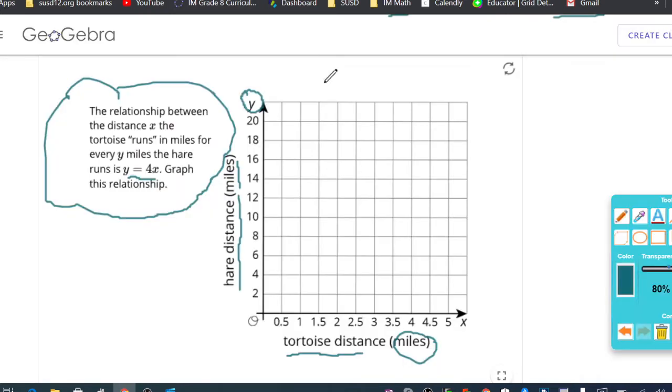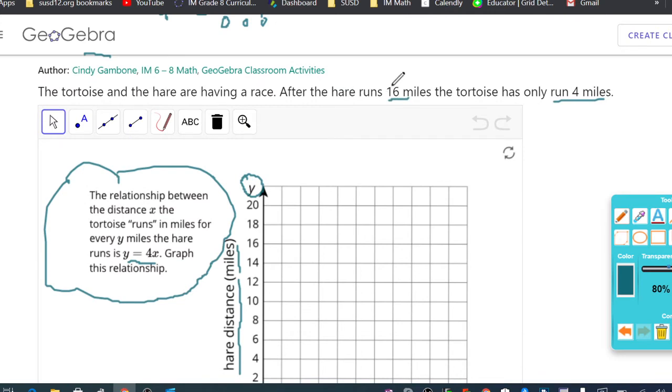Okay, what else should we put in our notes? Well, it says here, after the hare runs 16 miles, the tortoise has only run 4 miles. Well, they're kind of giving us coordinate points. The coordinate points are y equals 16, and the x value equals 4. So they gave us a set of coordinate points right there. After the hare has run 16 miles, the tortoise has run only 4 miles.